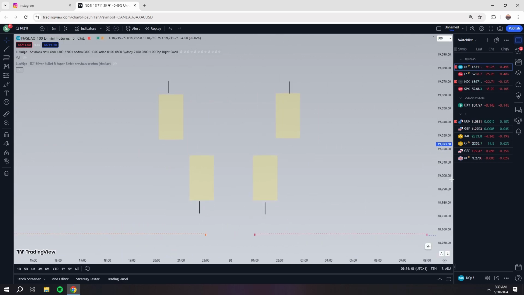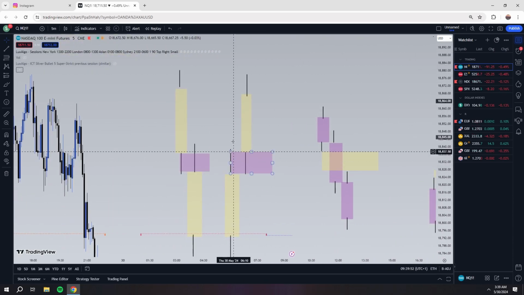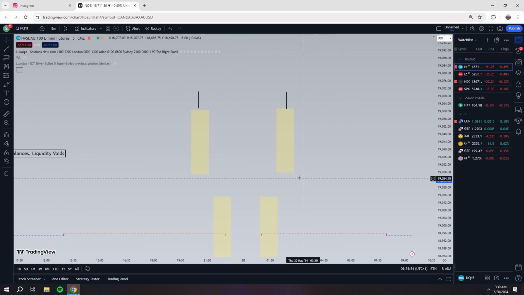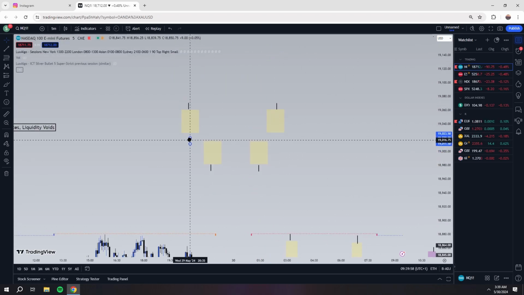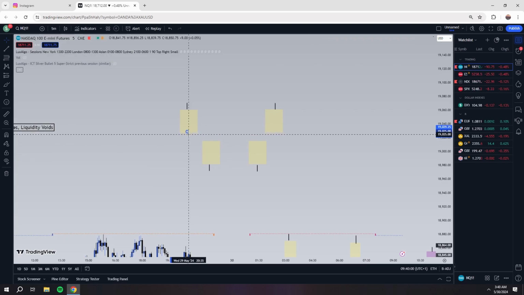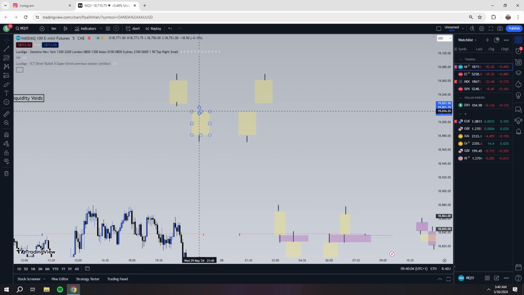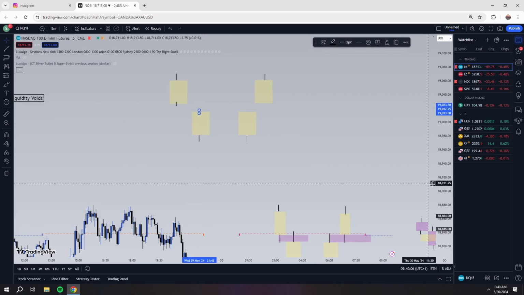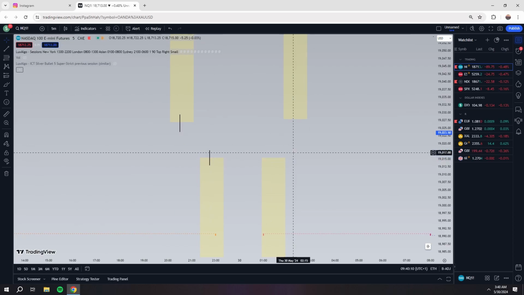Okay, so it's a 2-candle sequence, except the only difference between this and the volume imbalance is that there are no wicks to overlap it, right? I mean, there can be wicks, but they still leave a gap, okay? And with liquidity voids, there's literally a gap, okay?